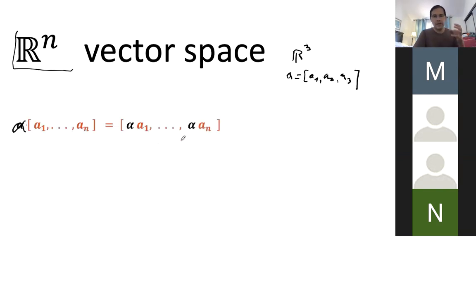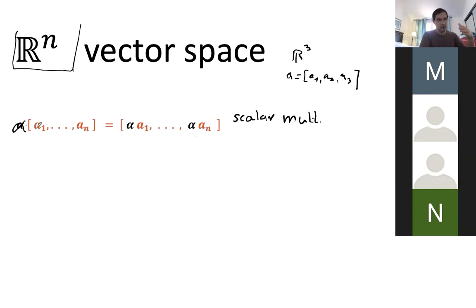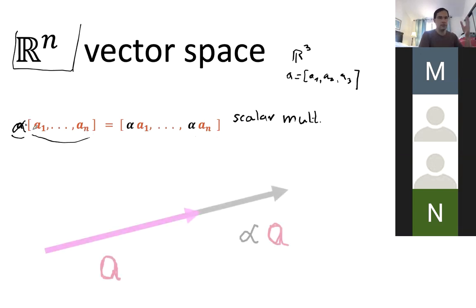Then the first thing we want to define is scalar multiplication. That's the first thing we want to define in our n-dimensional space. So if we take any vector a1 through an, and any scalar alpha, then alpha times this vector will simply multiply every component of this vector by alpha. So the first component is alpha times a1, and so on and so forth, up to alpha times an. This is scalar multiplication.